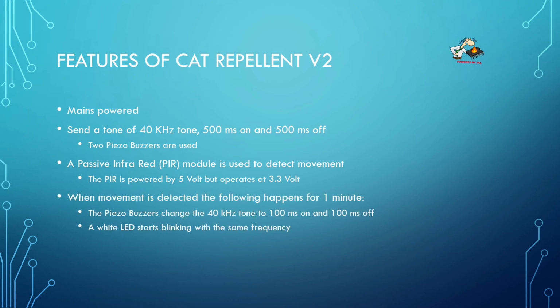And when movement is detected, two things will happen for 1 minute. The piezo buzzer frequency changes. The tone will be 40 kHz of course, but it will be 100 milliseconds on and 100 milliseconds off. And a white LED will start blinking with the same frequency. And this continues as long as there is movement.